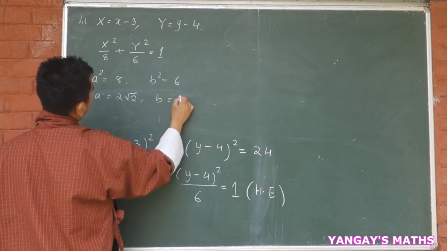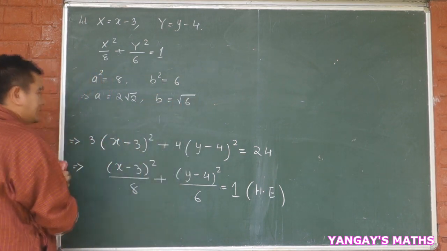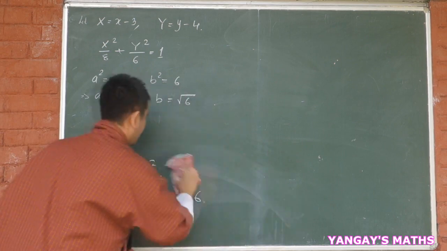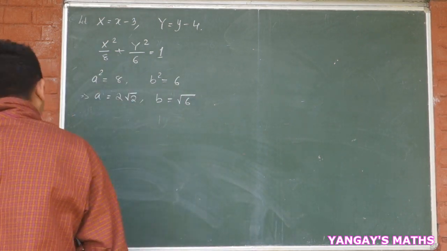Similarly, what's the B value? B value is root 6. So you cannot do anything about this one. You leave it as it is. So now we have A square, we have B square.